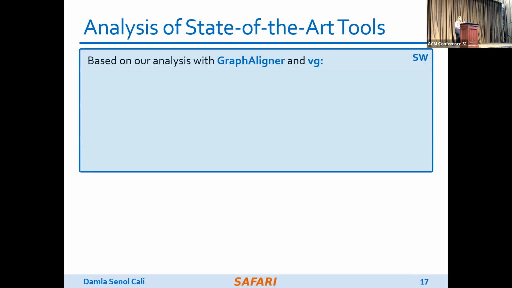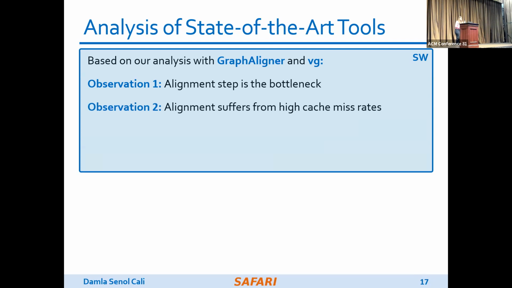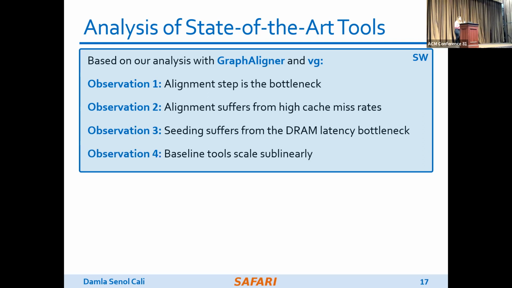In order to further understand the performance bottlenecks of the state-of-the-art sequence-to-graph mapping tools, we rigorously analyze two such tools, GraphAligner and VG, and we make four key observations. First, among the three online steps of the read mapping pipeline, alignment constitutes the majority of the end-to-end execution, plus it is even more expensive than its counterpart in the sequence-to-sequence mapping pipeline. Second, this alignment step suffers from high cache miss rates because we are generating and reusing a lot of internal data. And third, the seeding step suffers from the DRAM latency bottleneck because we are doing a lot of irregular memory accesses to the main memory. And fourth, both of the tools scale sublinearly.